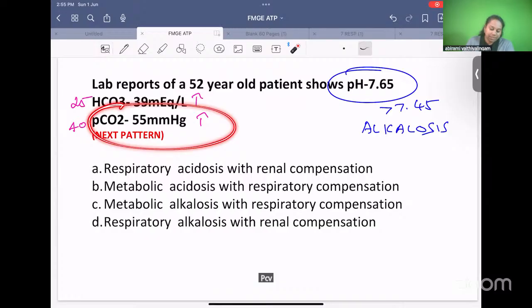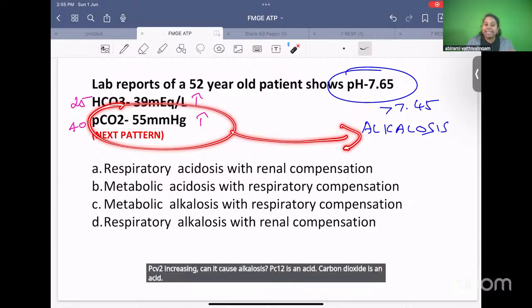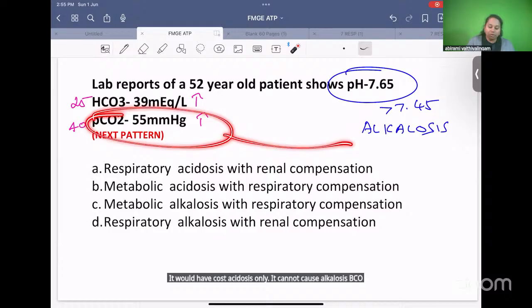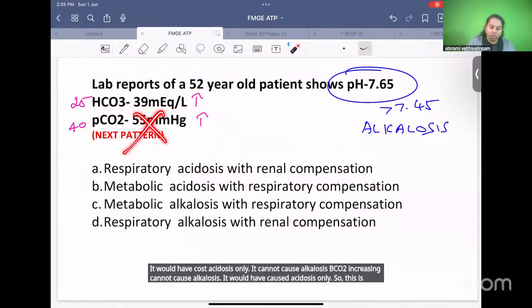PCO2 increasing, can it cause alkalosis? PCO2 is an acid. Carbon dioxide is an acid. If acid is increasing, if this is the cause, it would have caused acidosis only. It cannot cause alkalosis. PCO2 increasing cannot cause alkalosis. It would have caused acidosis only.